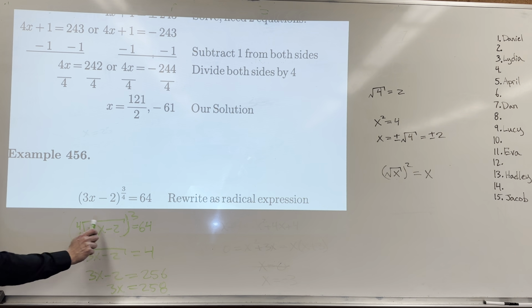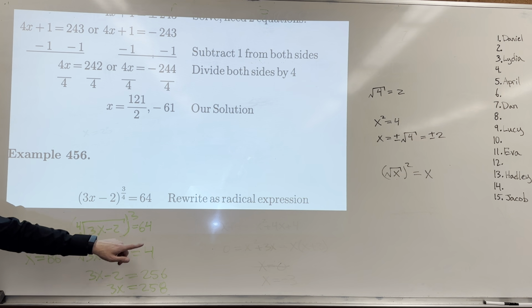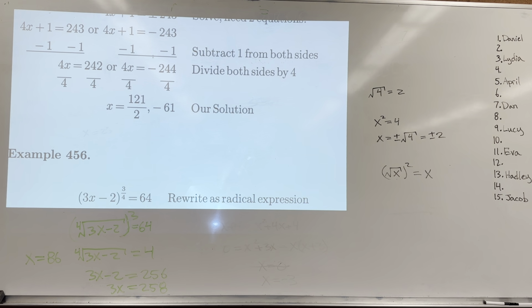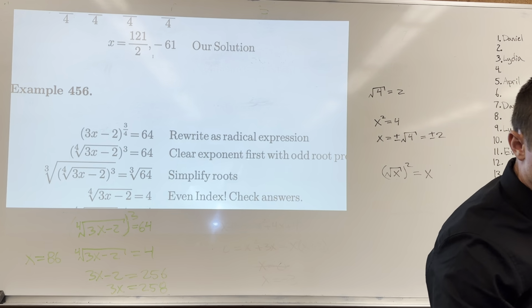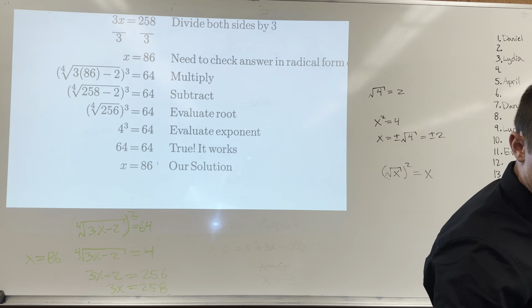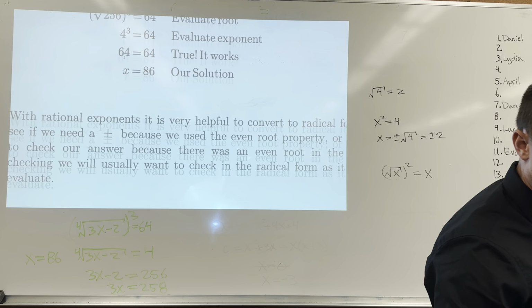86 times 3, then minus 2. So that gets us 256. And in this case, it's going to work. It's going to come out good. If we would have gotten some negative number under the radical, we would have known that wouldn't have worked. Or if the number over here was negative, we would have known it wouldn't have worked. So in that case, x equals 86, and we plug it back in and make sure it works.